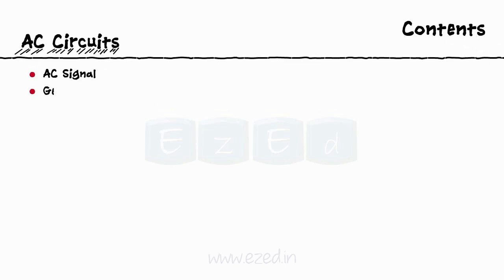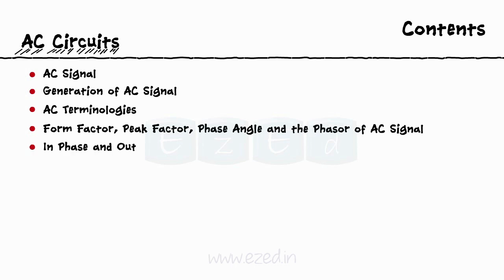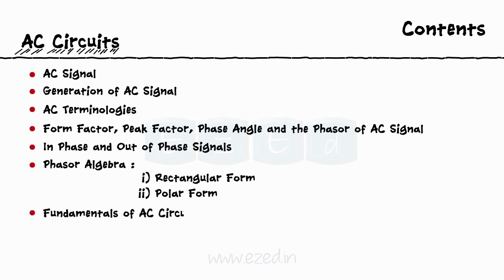In this EzEd video lecture, we will learn different concepts of AC circuits, such as AC signal, generation of the AC signal, different terminologies of AC signal like form factor, peak factor, phase angle, phasor of the signal, in-phase and out-of-phase signals, phasor algebra, and the fundamental AC circuits such as purely resistive, purely inductive, and purely capacitive circuit.